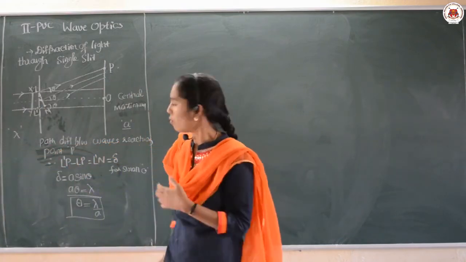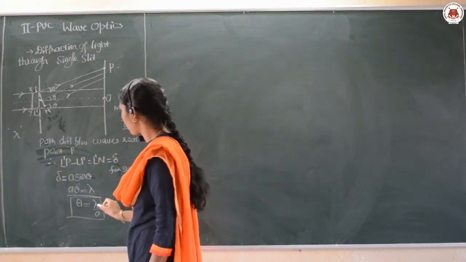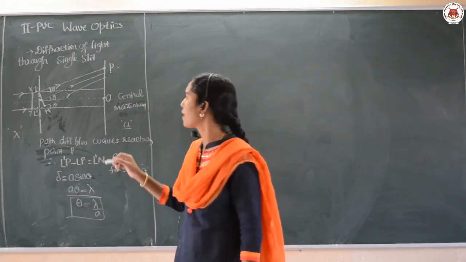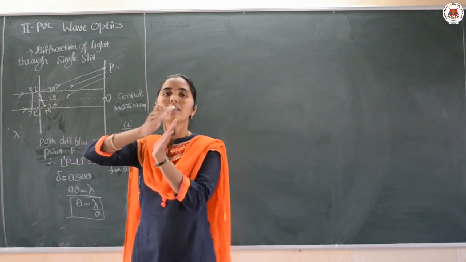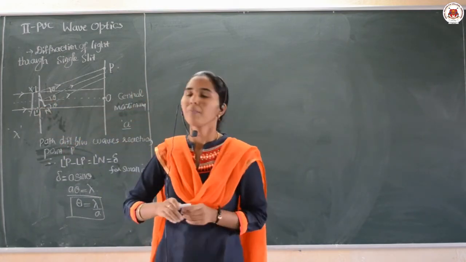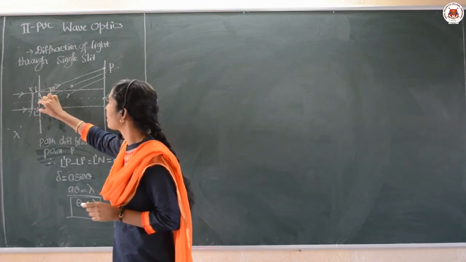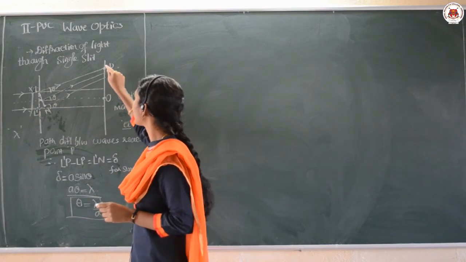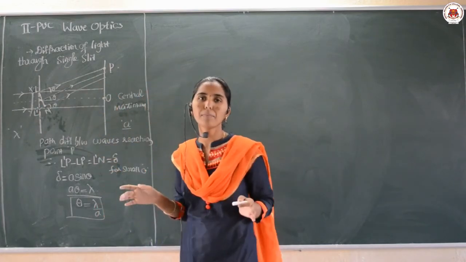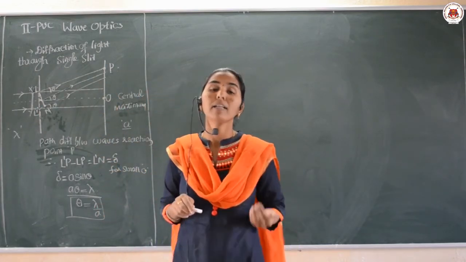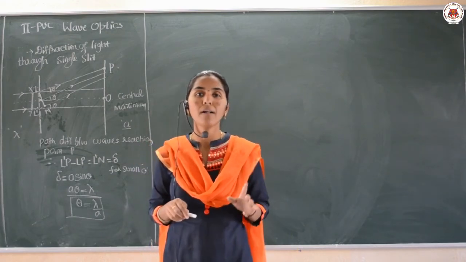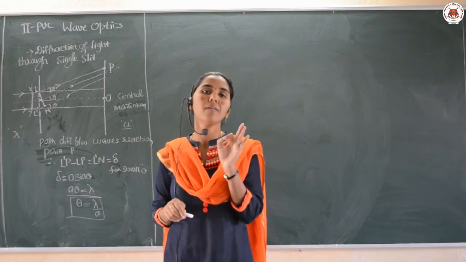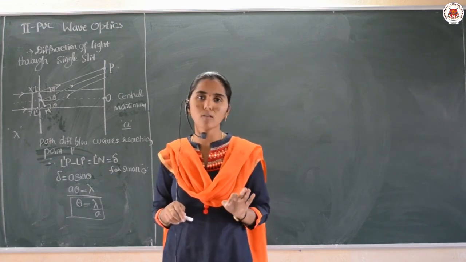And see dear student, when theta is equal to lambda by A, or if you take 2 lambda by A, then the slit can be divided into equal parts. If you divide it into equal parts, the path difference will come as lambda by 2, lambda by 2. Then the waves which are reaching the point P superimpose each other and form the secondary minima. That means the intensity of the waves reaching the point P will decrease, and that becomes 0 only.